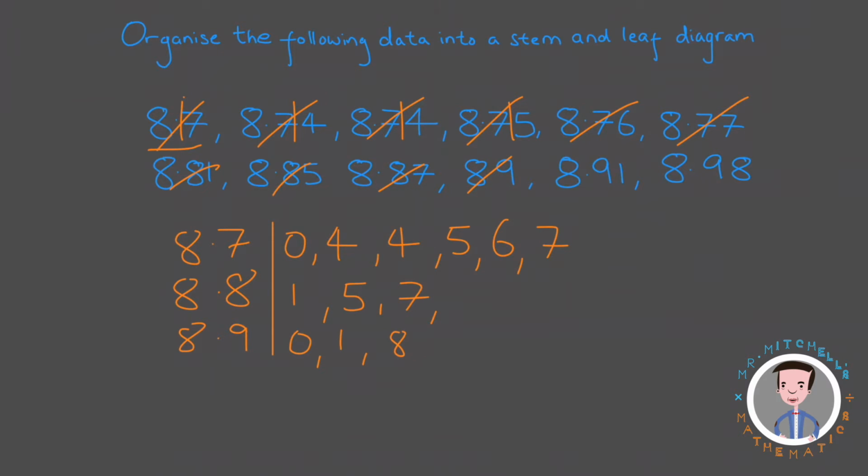Like before, we need to do a little key, so the key is here, and we draw 8.7 straight line 0 equals 8.70. Good. So there you have it.